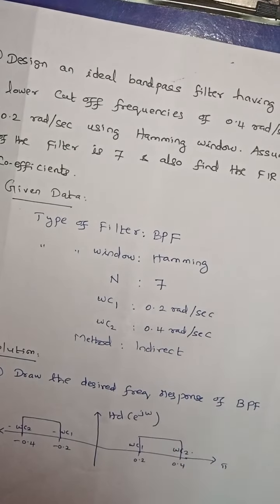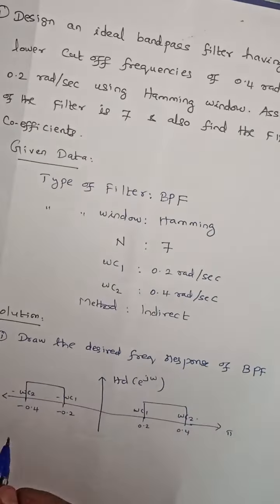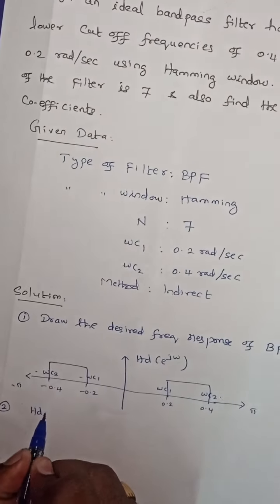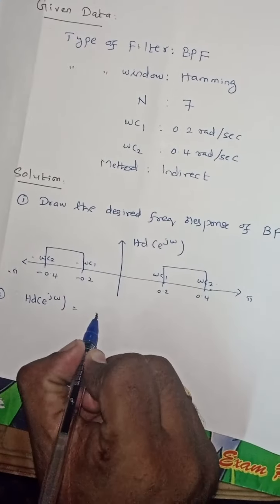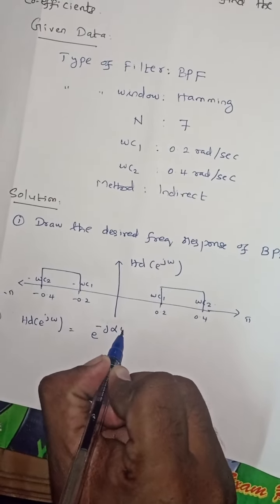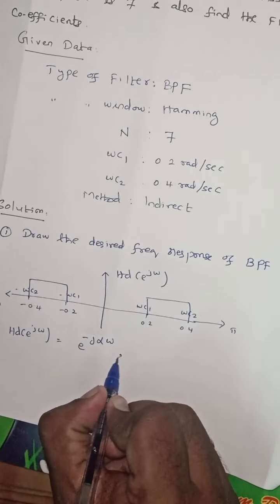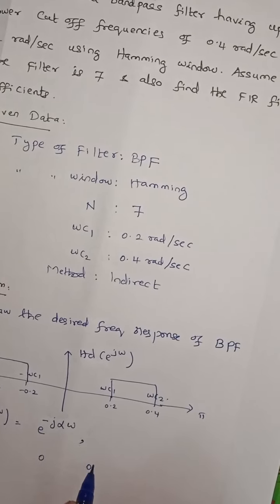Next, we have to write the desired frequency response, that is Hd(e power j omega). For any type of filter, Hd(e power j omega) is e power minus j alpha omega for the pass band, and 0 otherwise.